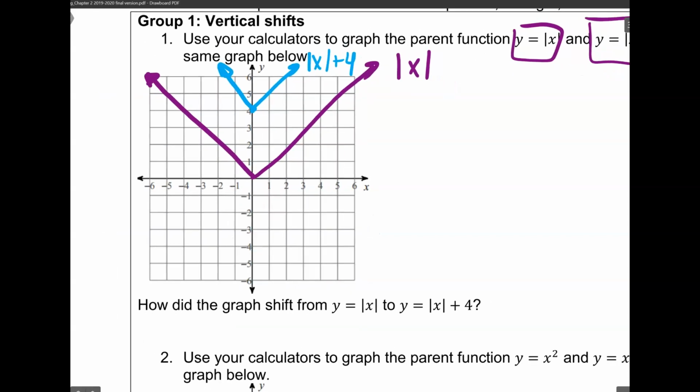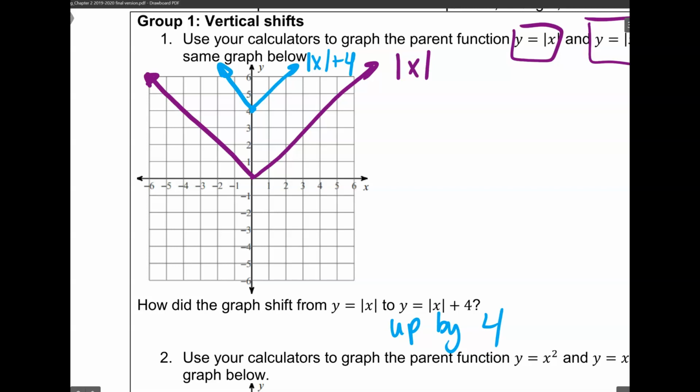So our first question is, how did the graph shift from absolute value of x to absolute value of x plus 4? How did it shift? It just went up. We changed it up by 4. There's a 4 and that's the y. Yes, vertical. This is a vertical shift. We're shifting it up. So I'm trying to build your intuition.